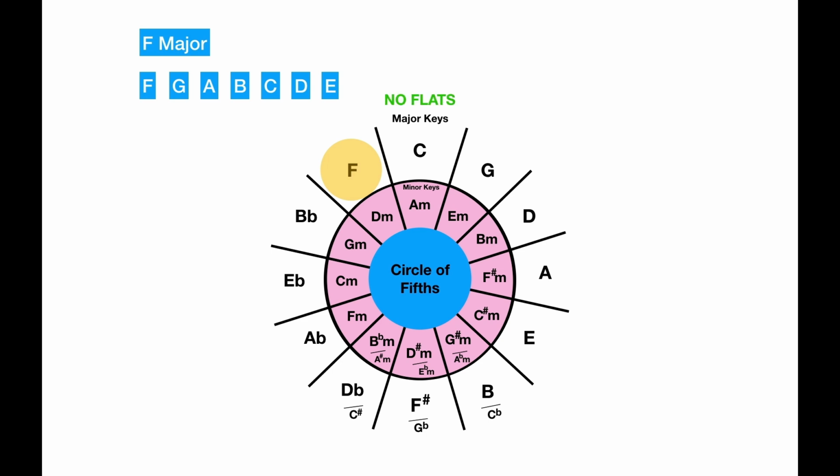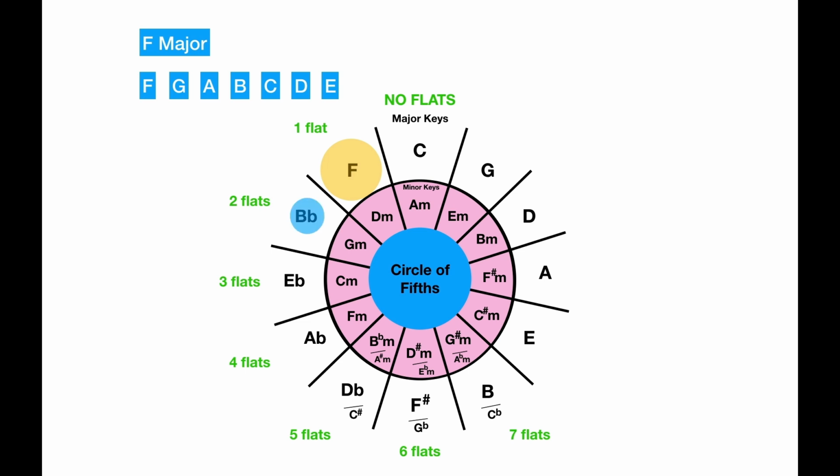We know that the C has no flats or sharps, and then if we work anti-clockwise around the circle, we add a flat each time we get to a note. So because we're on the F, we know that the F major scale will just have 1 flat in it.